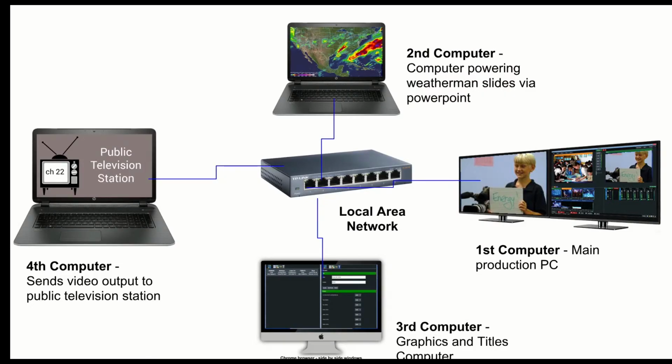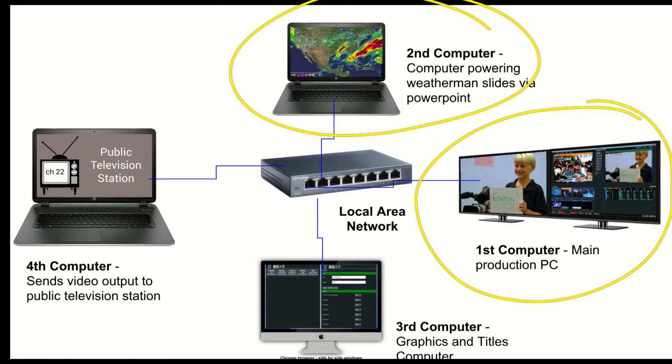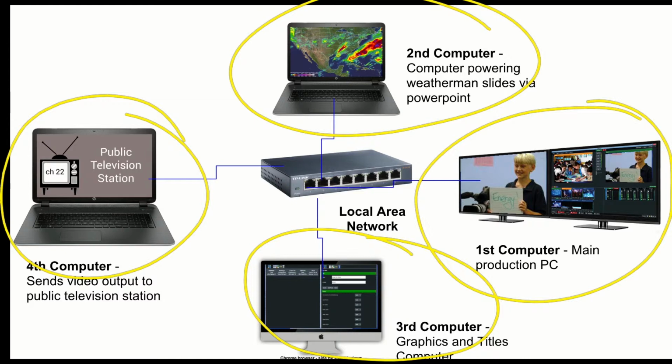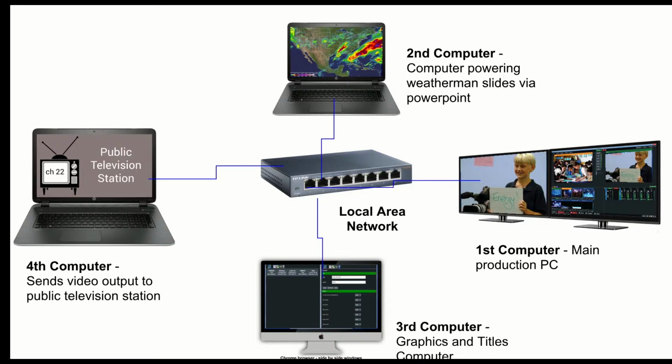So from a higher level here, we looked at that a little bit more in detail. We've got one computer. It's the main production PC. The technical director uses that. We've got a second computer that's powering the weatherman slides using PowerPoint, and he's updating those slides and making sure that it's all ready and using a PowerPoint remote to move them forward. We've got a third computer for graphics and titles, and then we actually have a fourth computer which receives the video from the first computer and outputs it to the public television station. So just think about that.